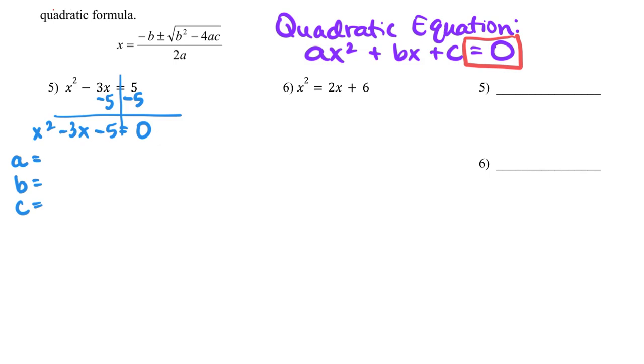Take a moment to write down the A, B, and C. You can pause for a minute if you need to. So we have A is 1, B is -3, and C is -5. And we're going to plug those values into our equation up here.